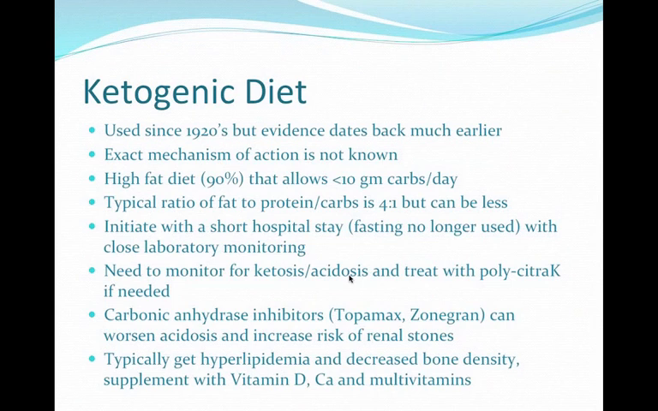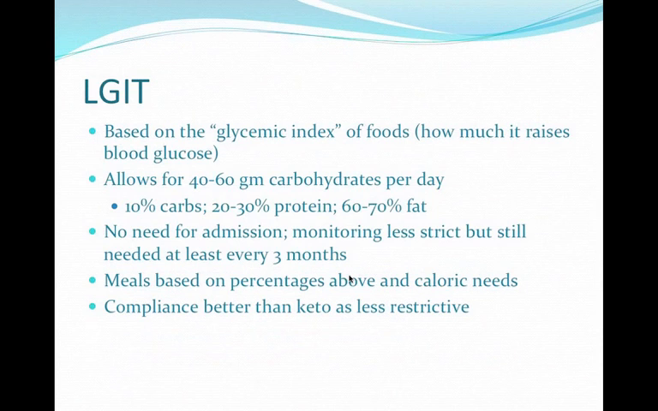And then we monitor pretty closely. If they're on Topamax or Zonegran, that can make things a little bit worse, because now you're getting all these fatty acids in your bloodstream, so you get a little bit acidotic. So there's medicine that can fix that, which we start. And then the LGIT, which stands for low glycemic index treatment, is a milder version of keto.